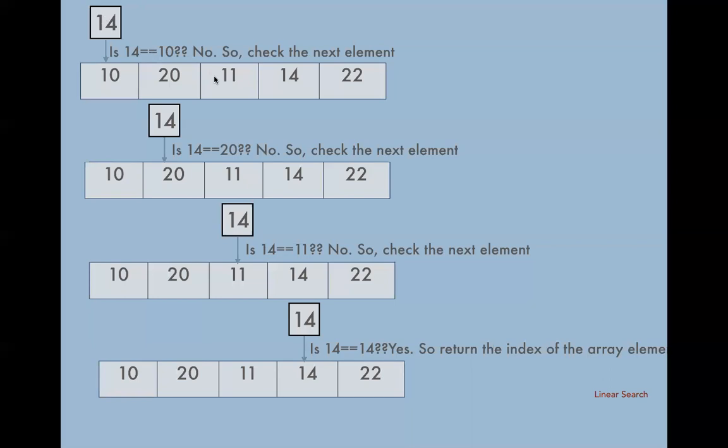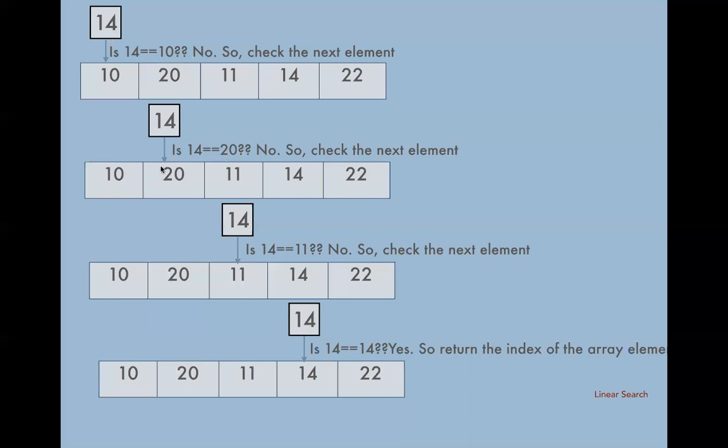Okay, so how does this work? I'm going to search this 14 in this array. I start with the first element of the array. I'm checking whether 14 is equal to 10. No, right? So what do I need to do? I will have to check this 14 with the next element. So I'm checking 14 with 20. I'm comparing whether 14 is equal to 20. So 14 is not equal to 20.